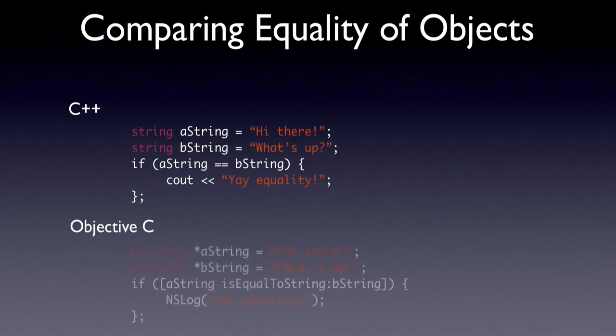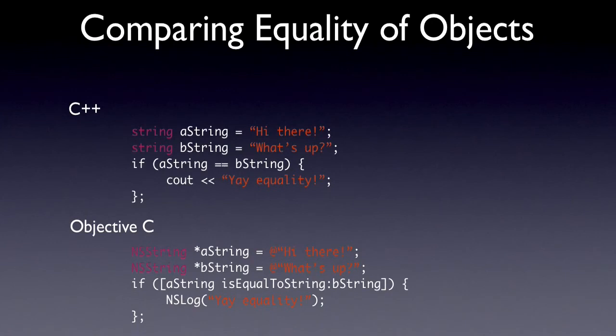However, in Objective-C, this is what that looks like. You declare two strings just like normal, but if you tried to do it the way you did in C++ with the double equals, you would not be comparing the contents of the object. You would be comparing the two objects themselves, and they would only return true if they were the same object. So if you want to compare the contents of the strings, you'd have to use the method is equal to string. So we have a string is equal to b string, which would return true if the contents are actually equal.